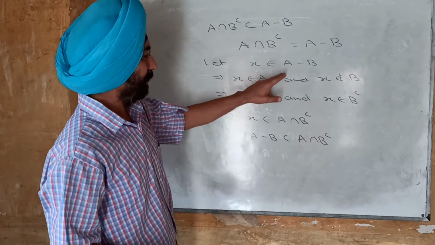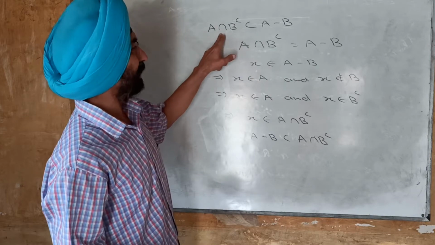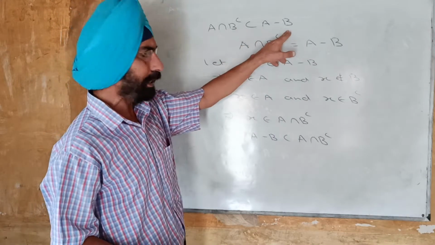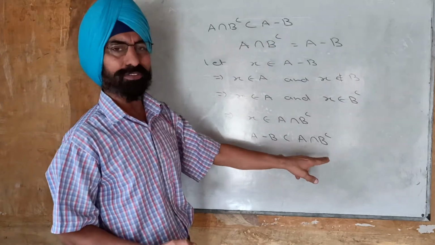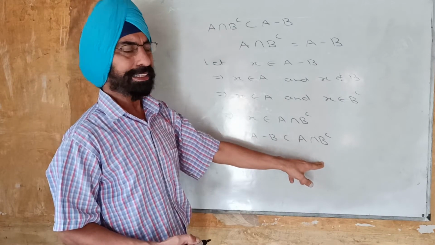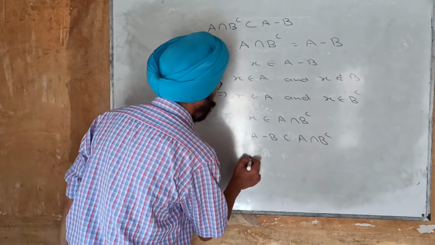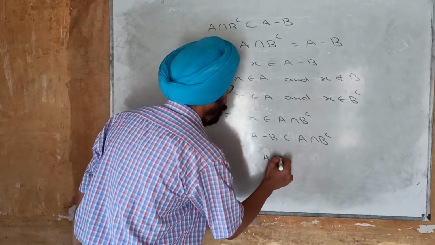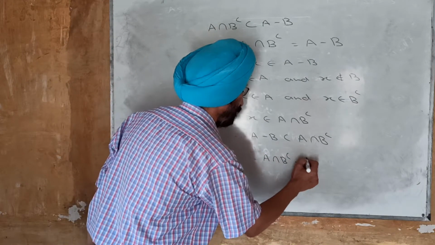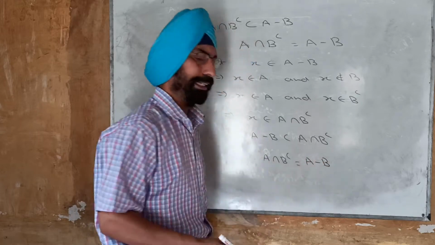We have proved that A intersection B complement is a subset of A minus B and A minus B is also a subset of A intersection B complement. That means these two sets are subsets of each other, so therefore they are equal. So A intersection B complement is A minus B.